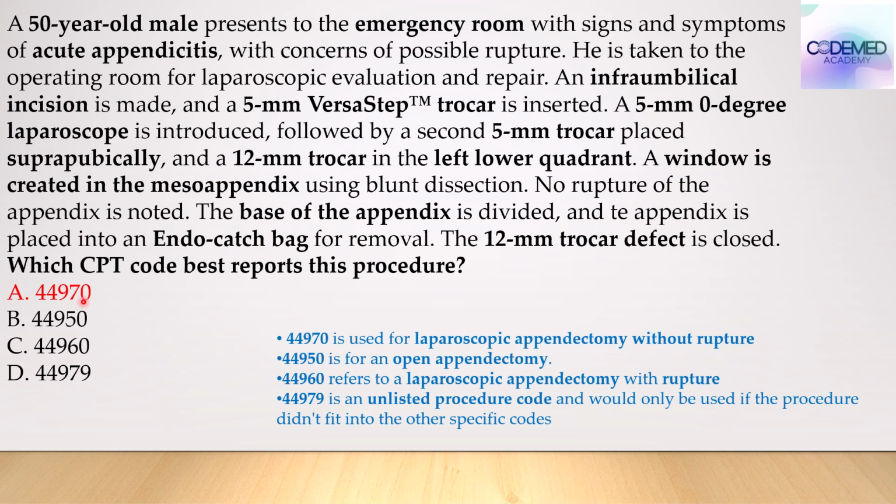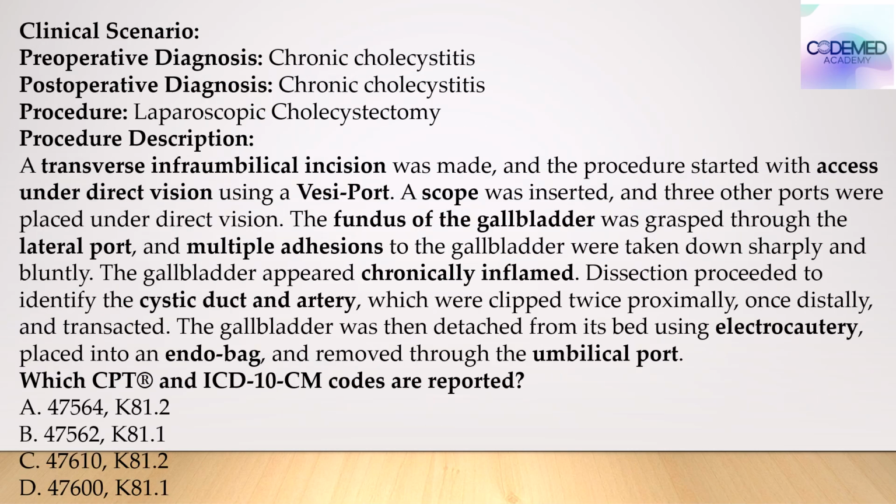So we have the codes 44970, 960 and 979. If you see the code, 44970 is the most appropriate code because it talks about the laparoscopic appendectomy without rupture, and there was no mention of the rupture in the case, so we can zero down that answer. So this is the operative report. Try and pay attention to the procedure description, that will give you data to zero down your code.